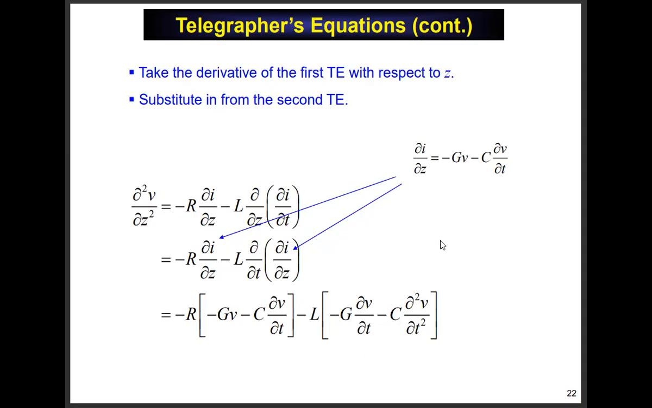Now notice when I did that, there's a time derivative here. So V got converted to the derivative with respect to time. And this already had a derivative of V with respect to time, so that got converted to the second derivative with respect to time.